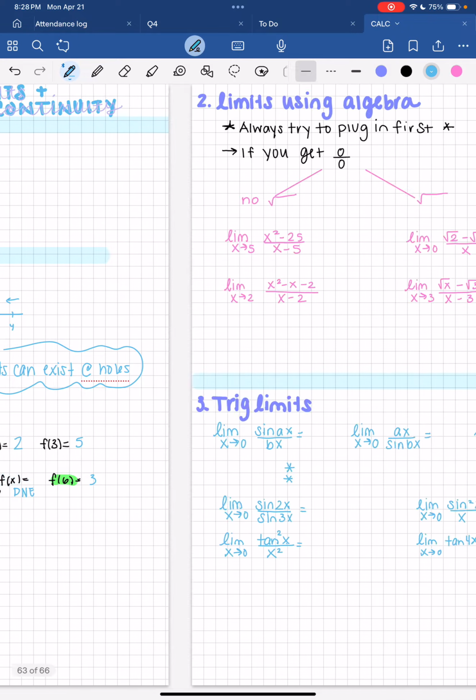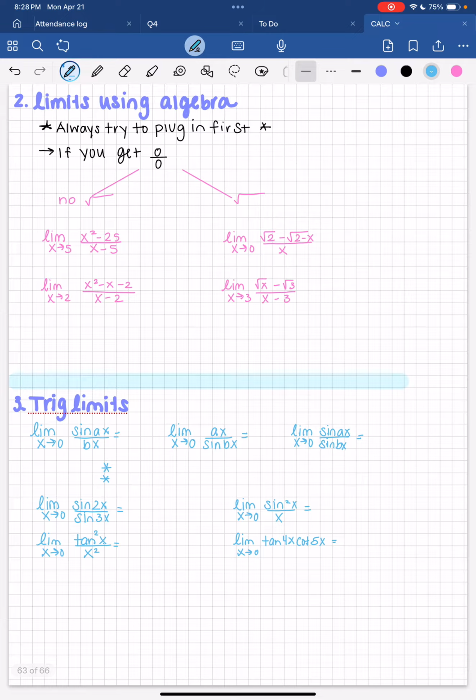All right, next topic. Limits using algebra. Step 1, you're always going to want to plug in first. Meaning, you're going to take whatever we're approaching, in this case 5, and replace all of my x's with 5. See what I get. This one, x is approaching 0, so replace all of my x's with 0. See what I get.